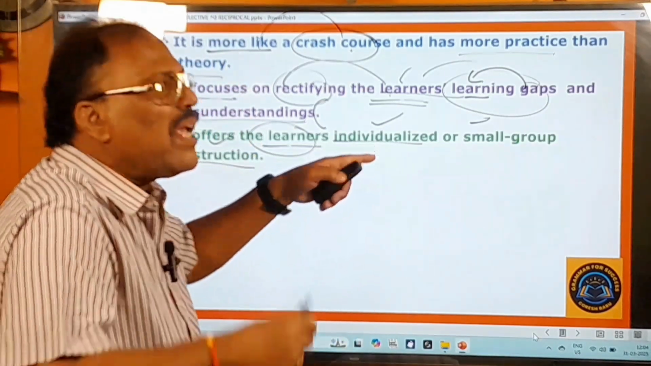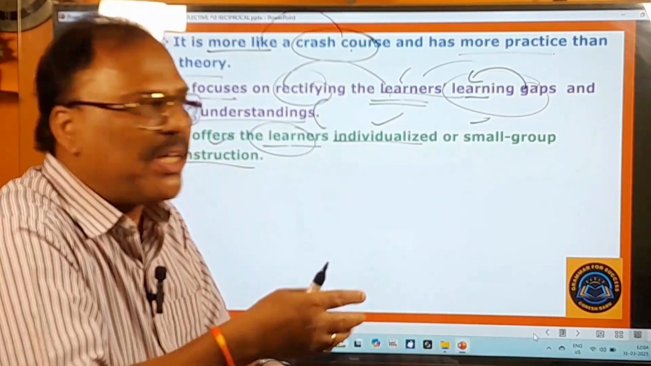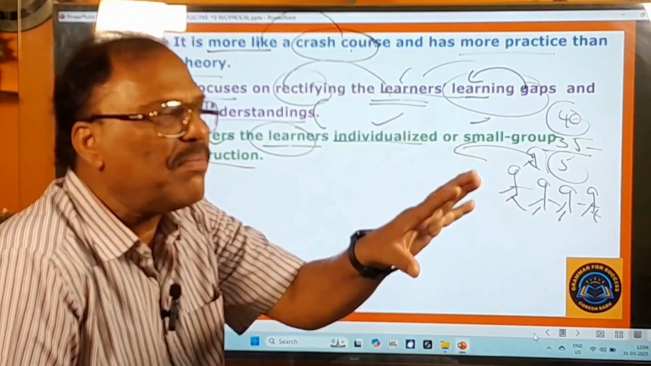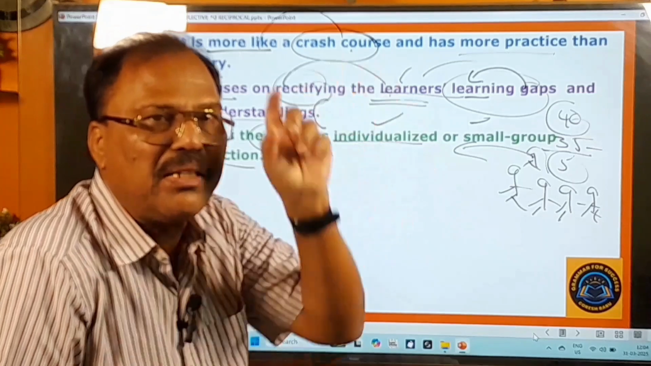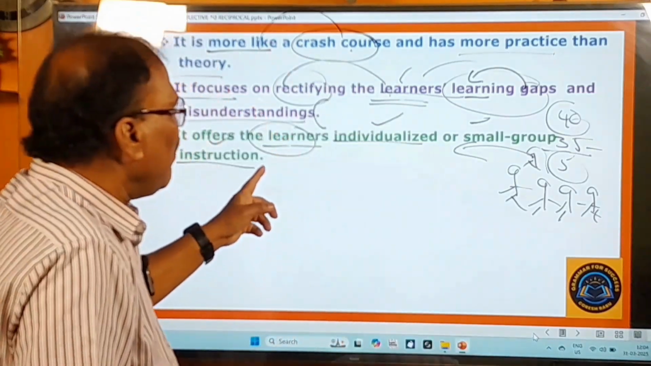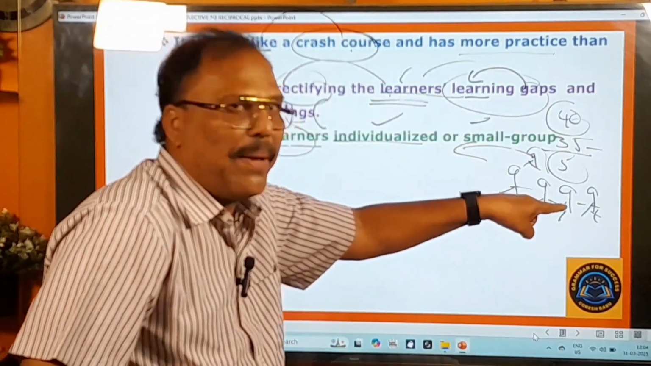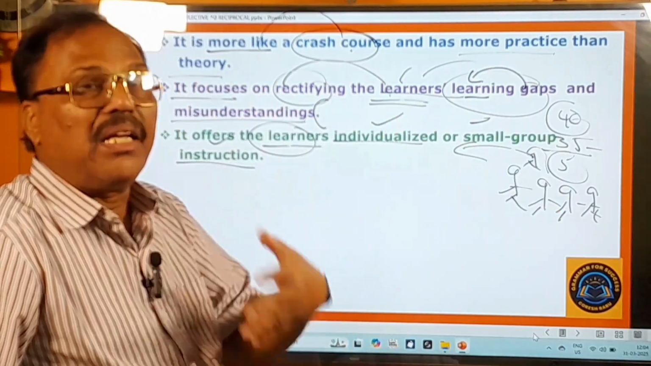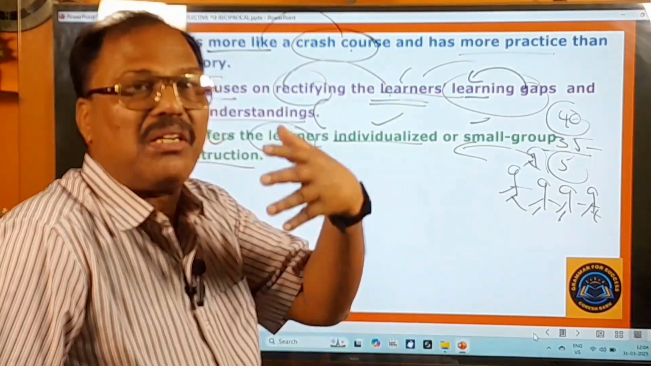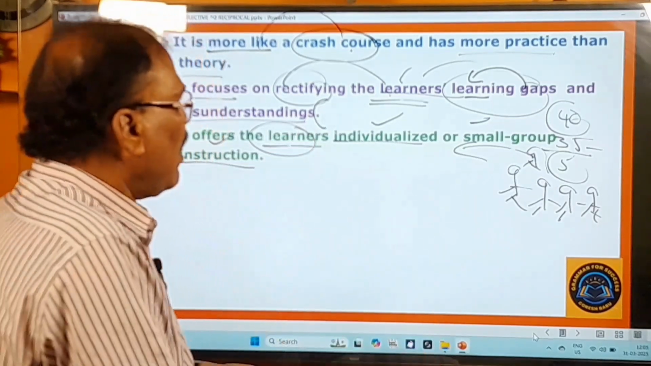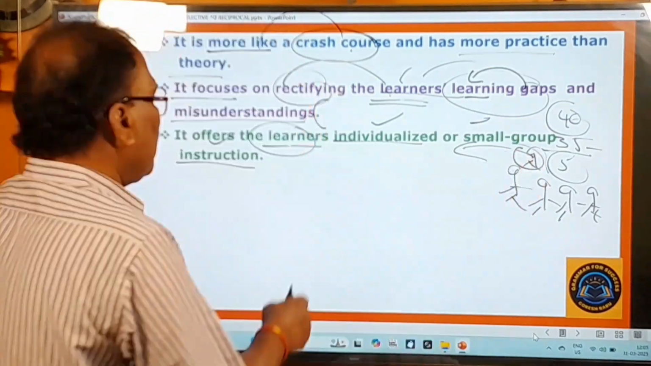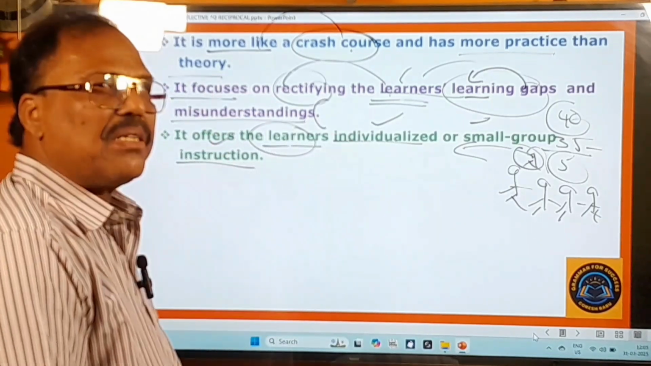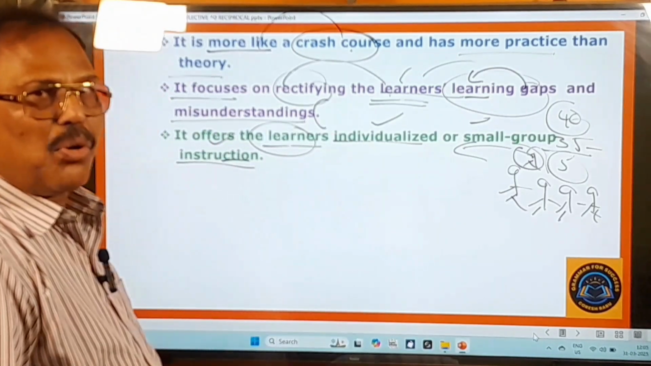Individualized means personalized instruction. Out of 40 students, only 5 students are poor. Those 5 students are backward in understanding that particular topic. So the teacher will take personal interest in all of them, and teach all the things in which they are poor, all the things in which they are deficient. Taking personal interest, that's why this teaching offers the students personalized teaching, coaching.